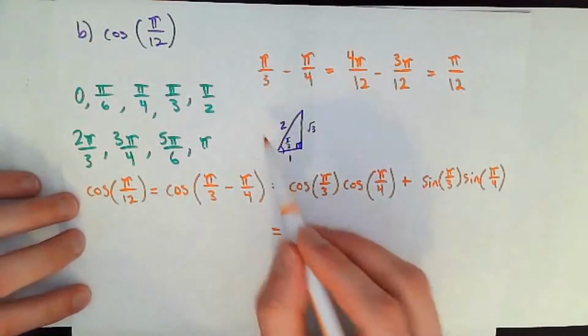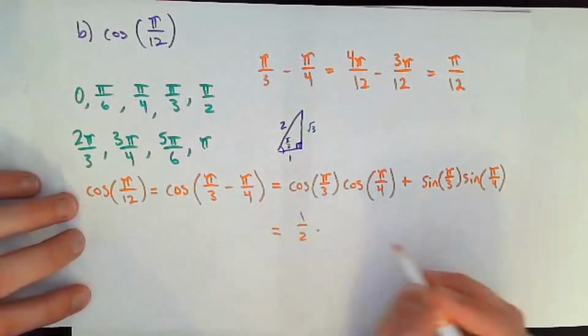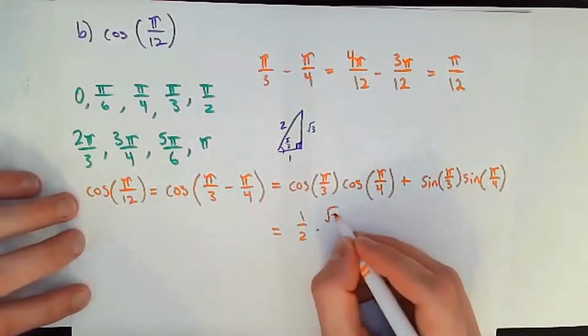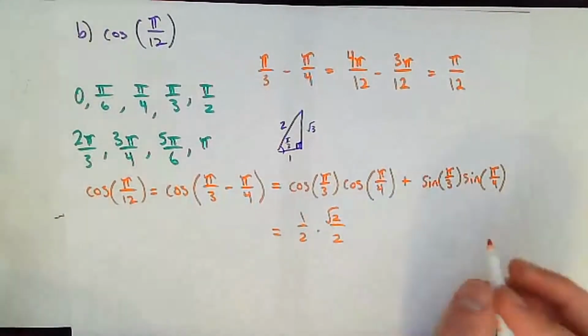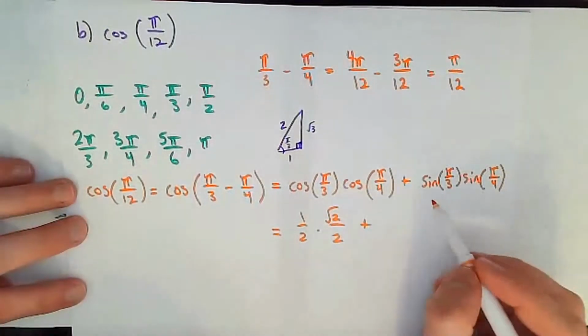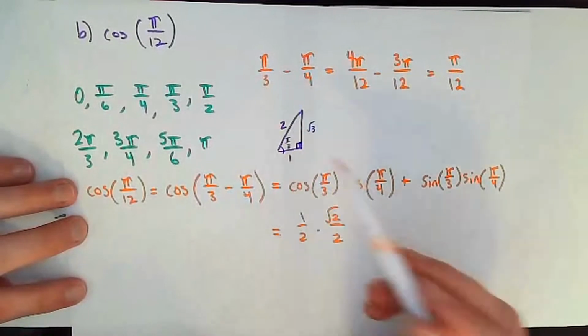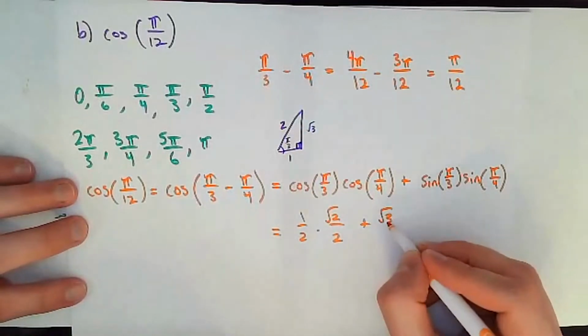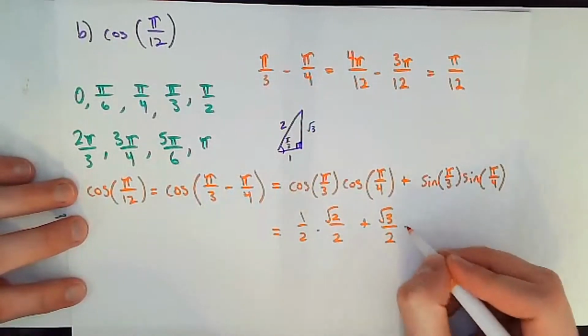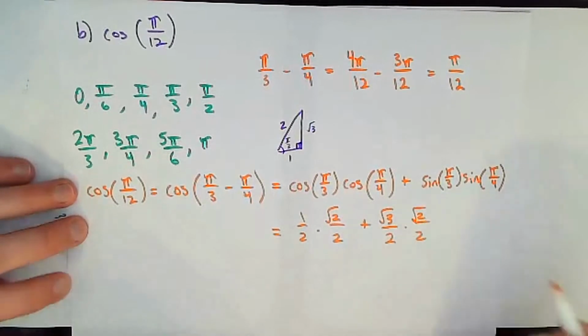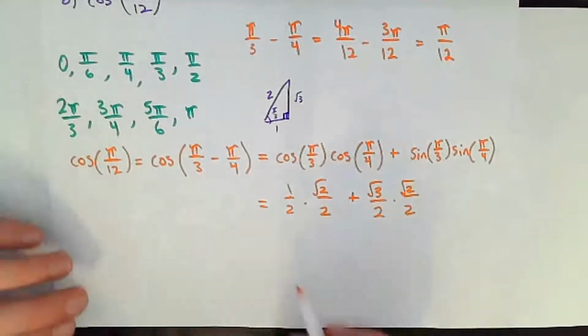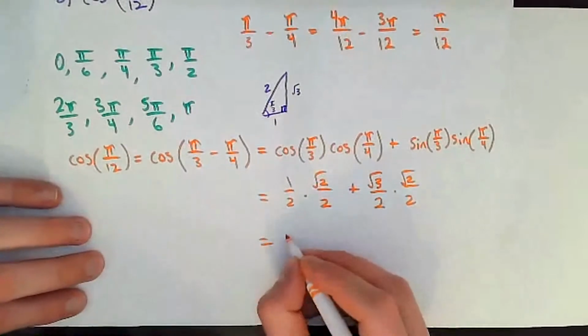Cosine of pi on 3 is adjacent over hypotenuse, so that's 1 over 2. I already know cosine of pi on 4 from the previous problem, that's the 45-degree one, so that's square root of 2 over 2. I'm going to have plus sine of pi on 3, which is opposite over hypotenuse, and then times sine of pi on 4, which is the same as cosine of pi on 4, giving me another square root of 2 over 2. Clean this up.